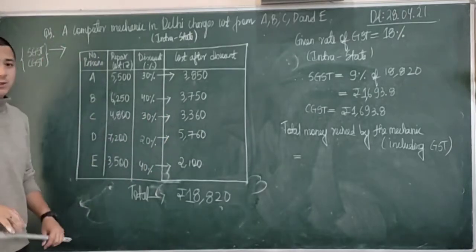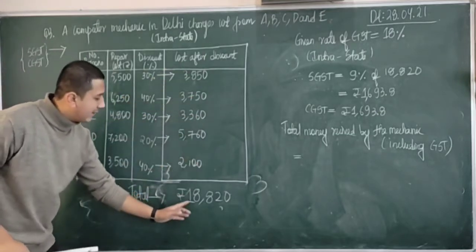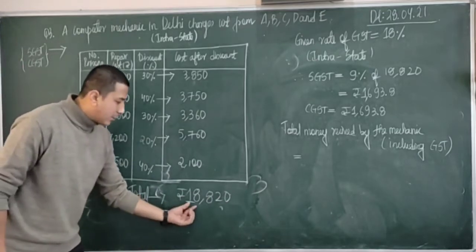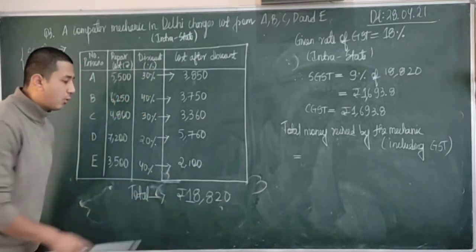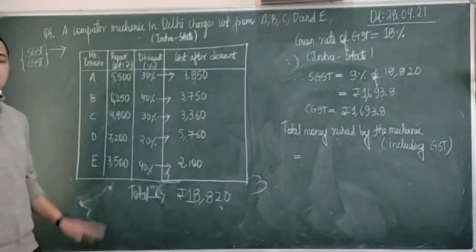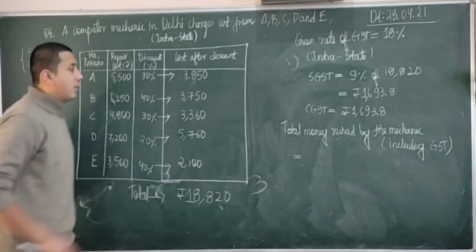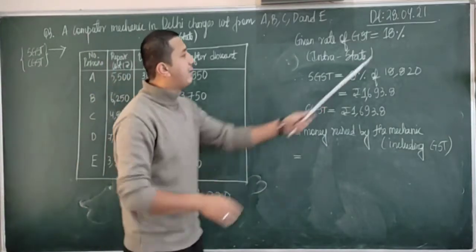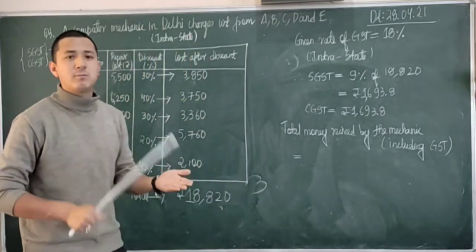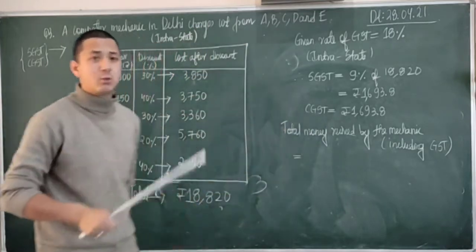So for that, first we'll calculate the total. Please add all this. You will be getting 18,820, which is taxable. Okay, so on this price we'll have to calculate the GST. Am I clear or not? On this price we'll calculate the GST. Now, what is the rate of GST given to us? 18%. If the rate of GST is 18%, find how much money will the mechanic receive from these 5 persons including GST. That is the question.